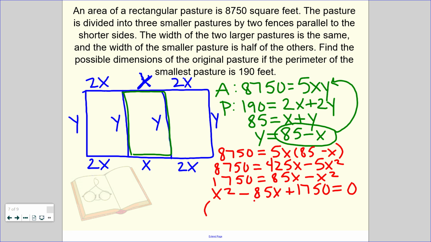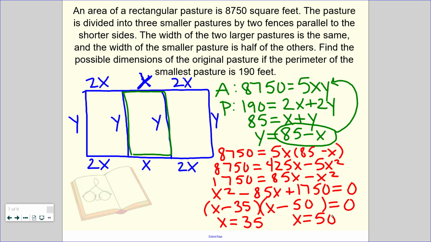And now we want to factor. Here I'm looking for two numbers that multiply to 1750 and add to negative 85. So that means I'm going to be looking for two negative numbers. And it looks like 35 and 50 are the numbers I'm looking for. So x is 35, x is 50.